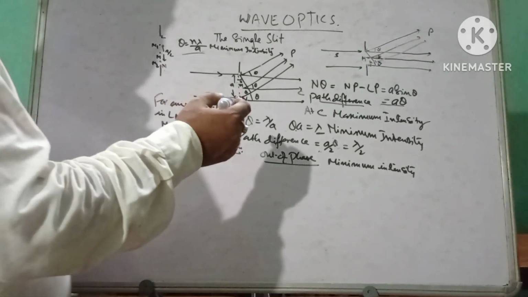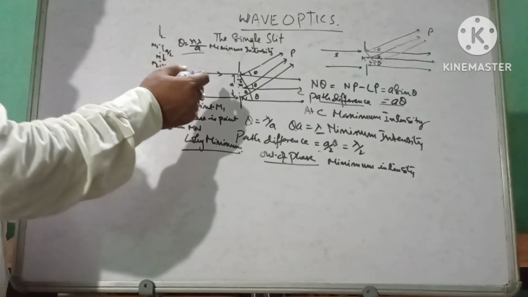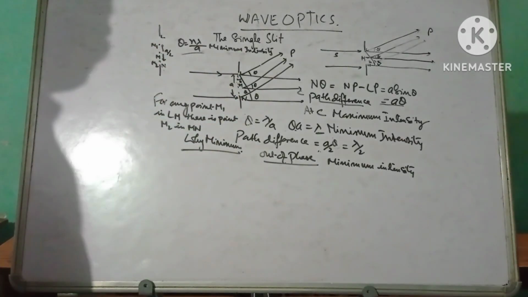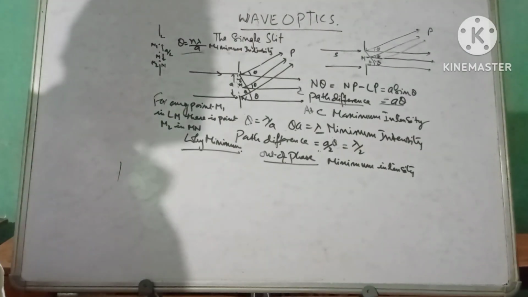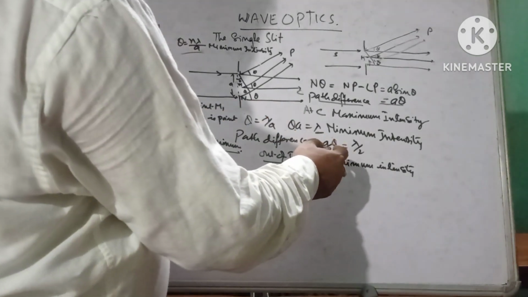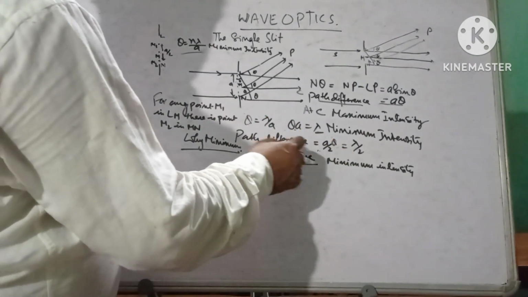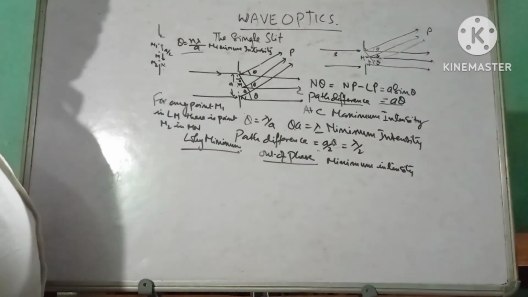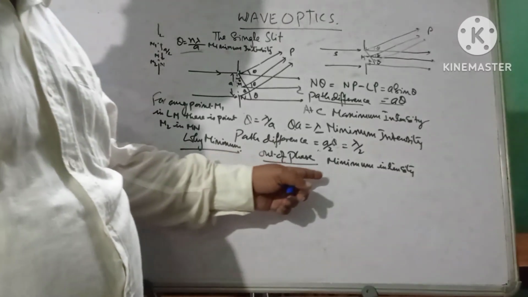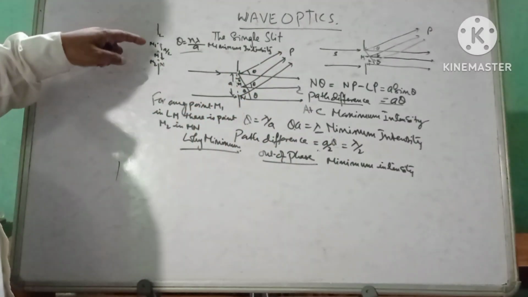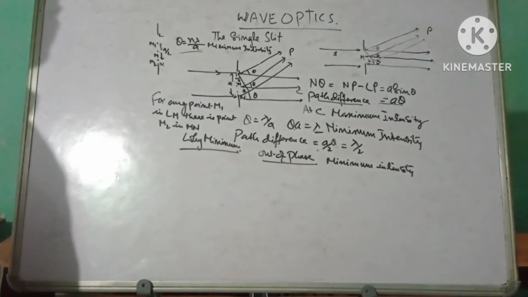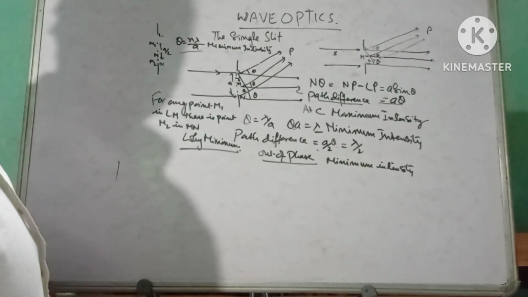It has been told that if this distance between m1 and m2 is y, then your path difference is y theta. Here again your path difference is a by 2 into theta. So we know that it is the minimum intensity, but why minimum intensity? This has been explained here: because from m1 and m2 the waves reach the point out of phase, and the intensity will be minimum. This I want to tell you all.